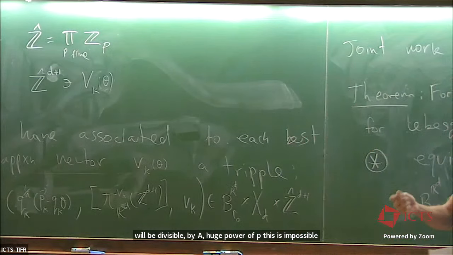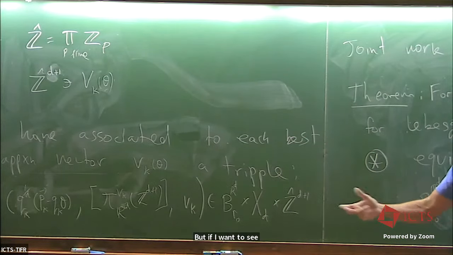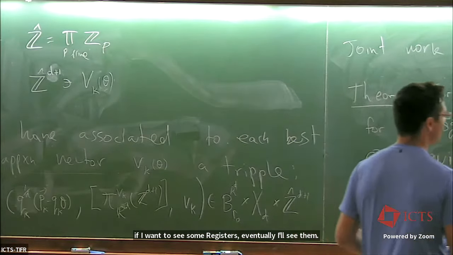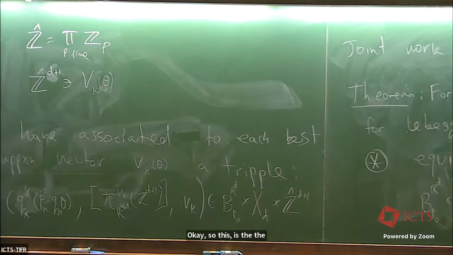Because it's a primitive vector. But if I want to see some residues, eventually I'll see them, as long as there is one primitive vector that gives me these residues. Okay, so this is the statement of the theorem regarding almost any theta.